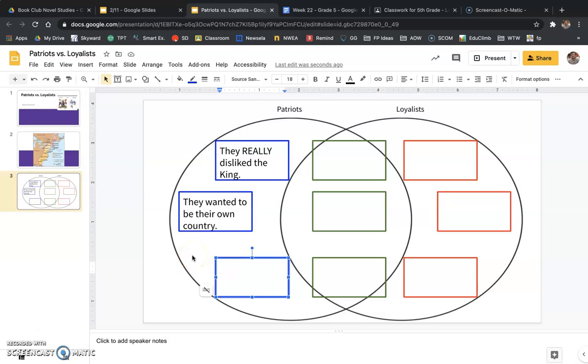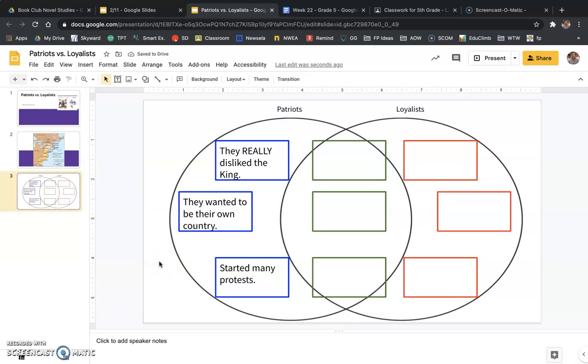And the last thing about the Patriots that's very important is that they started many protests. This group started a lot of protests, saying, hey everybody, get out of your homes, get off your behinds, and let's protest the king. He is the worst. We dislike him. We need to start our own country. So the Patriots were the ones who disliked the king, wanted to start their own country, and started some protests.